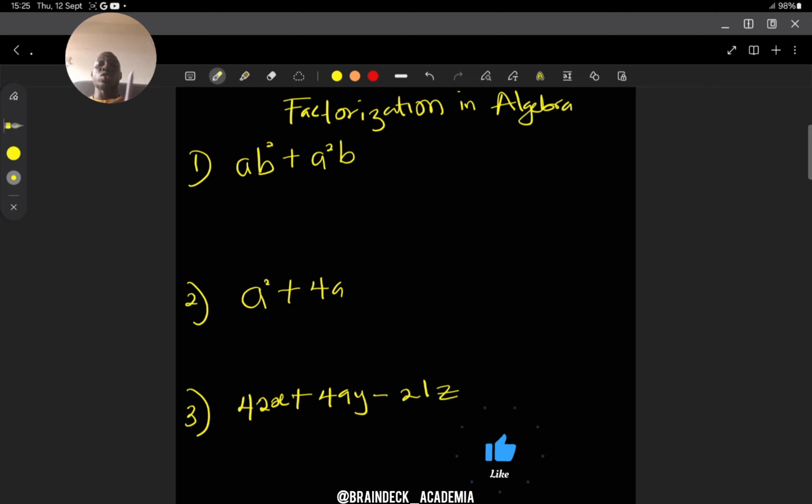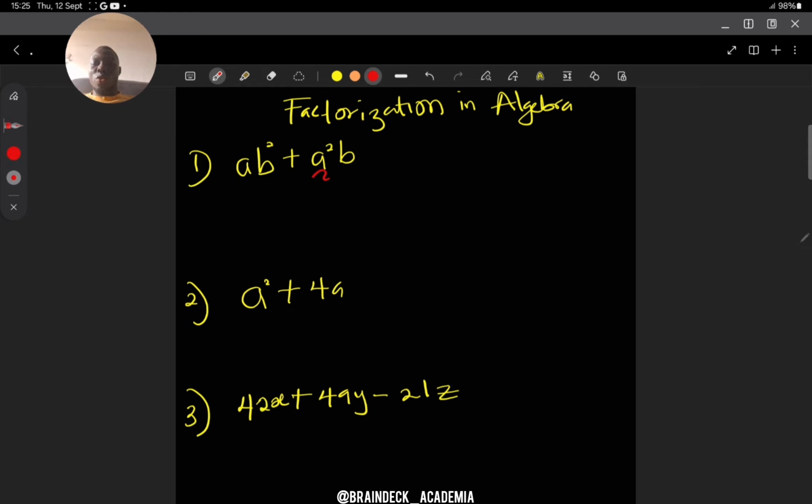So we are talking about factorization in algebra today. When you say factorization, what do we mean by factorization? Factorization is simply removing the highest common factor in an expression, and I know that most of you are used to HCF by now. So when I say highest common factor, you know what I mean. Now let's jump straight to our question.